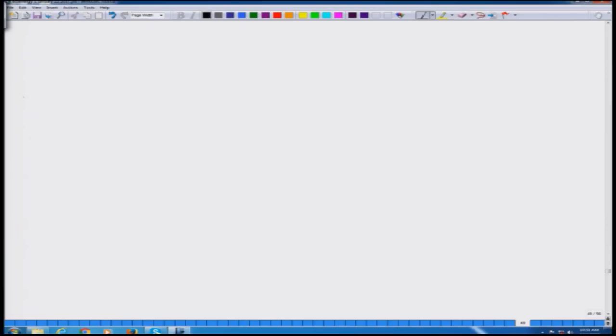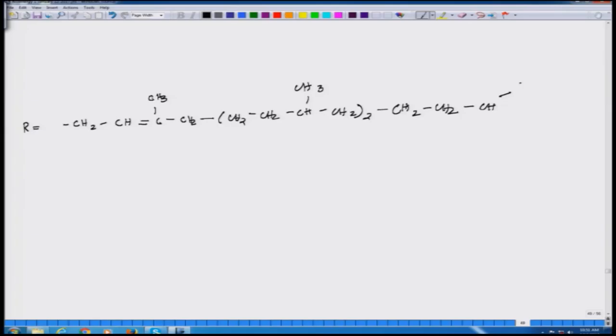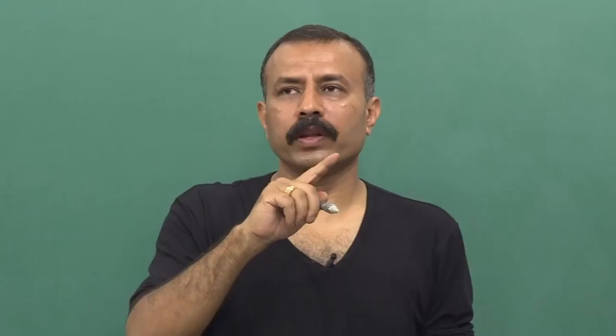Now, you see this complex structure, and I haven't explained what that R stands for. Just follow this picture and let us put what that R means in the next slide. So, that R is equal to CH2, CH, another CH3, CH2, CH2, CH, then another CH3, CH2, twice, and then CH2, CH2, CH, CH3, CH3. So, this is what the R group stands for.